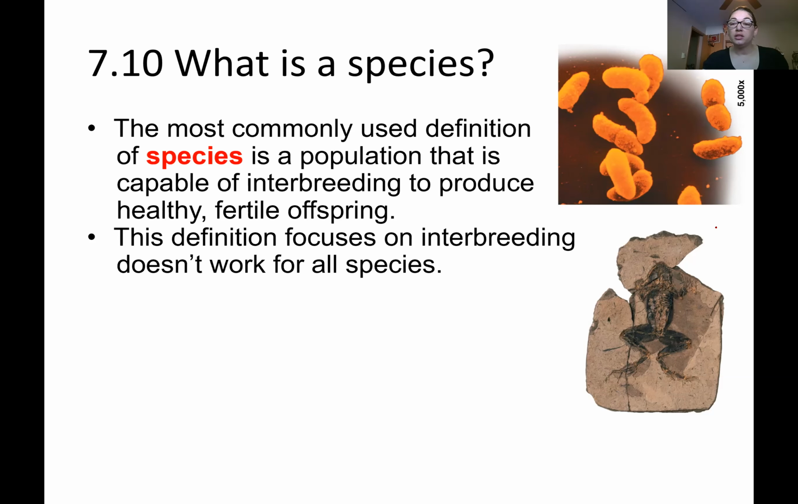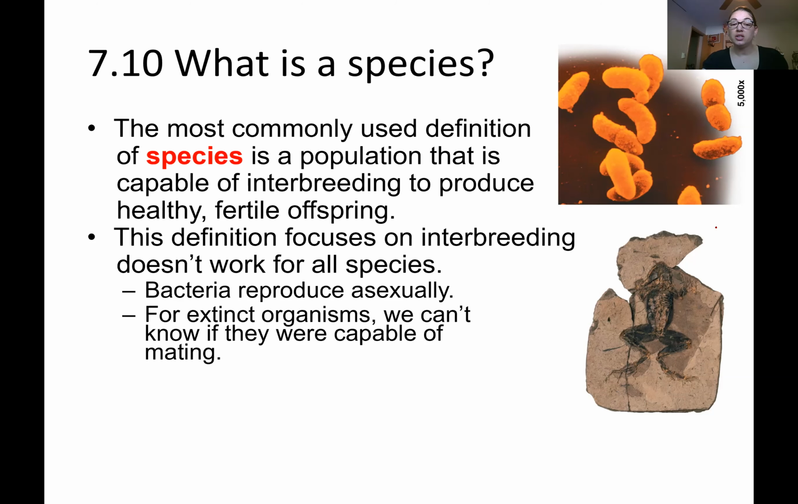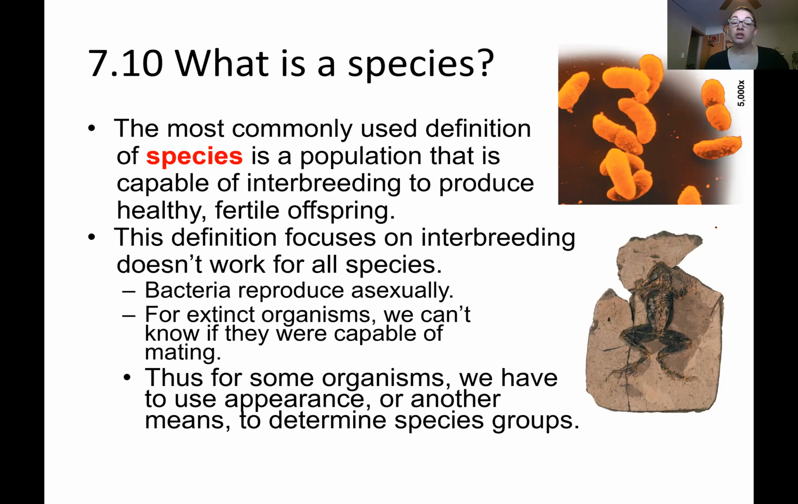This definition is looking at interbreeding, but it does not work for all species because not all species interbreed. For example, bacteria reproduce asexually. They bud off from each other. And for extinct organisms, we don't know if they were capable of mating or not. So we can't use our traditional definition of species for some examples. For some organisms, we have to use appearance, and for others, we have to use different means to distinguish species.